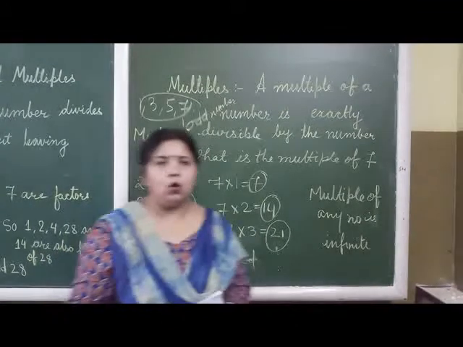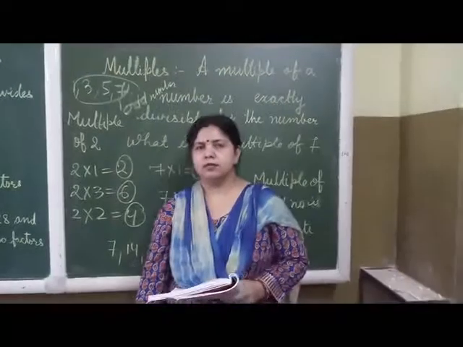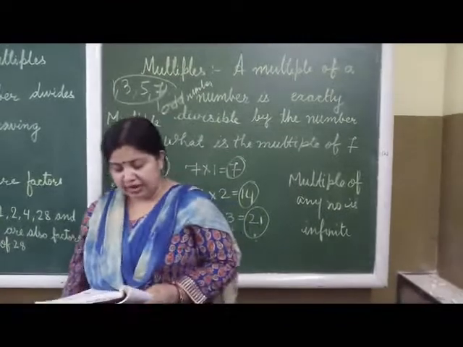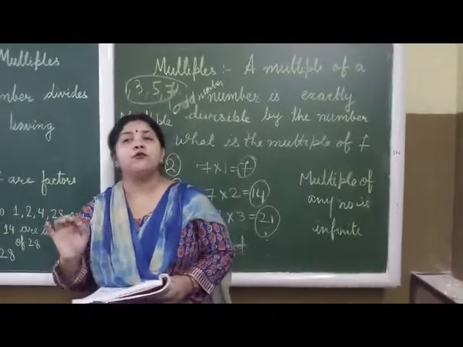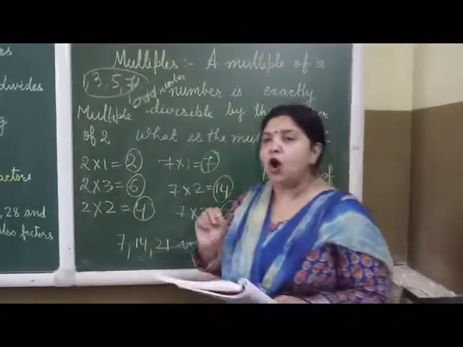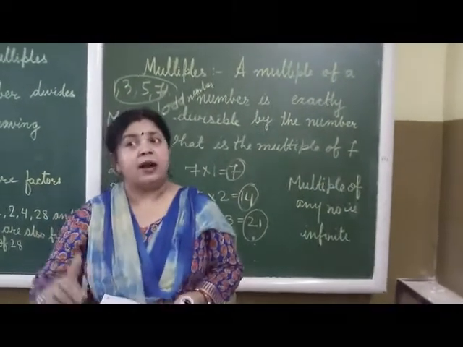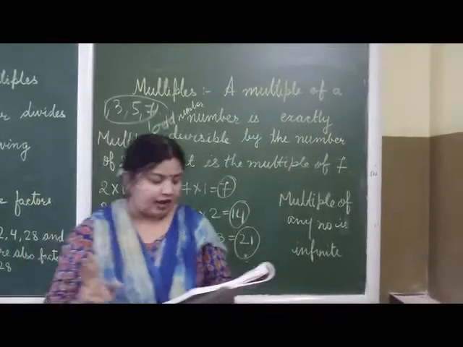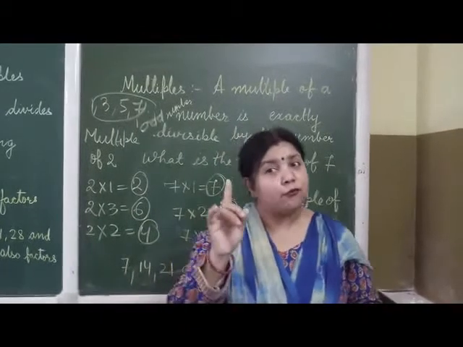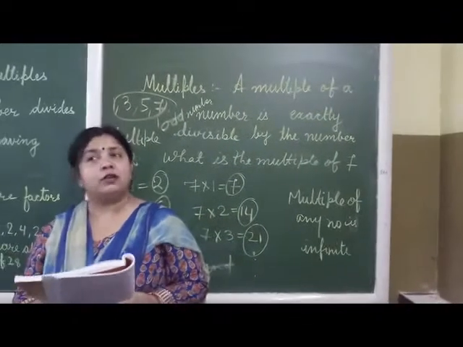Okay students, so now we will discuss the properties of factors. First, 1 is a factor of every number. Second, a number is a factor of itself. Third, a factor of a number is less than or equal to the number. It means a factor starts with 1 but ends with itself. Fourth, every number has at least 2 factors, 1 and itself. And students, every non-zero number is a factor of 0.